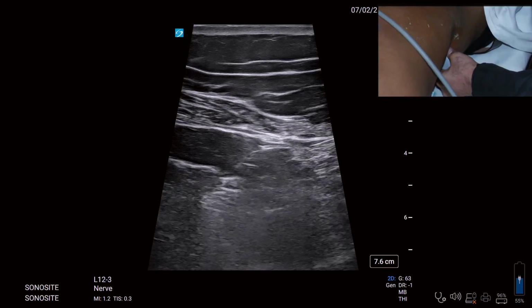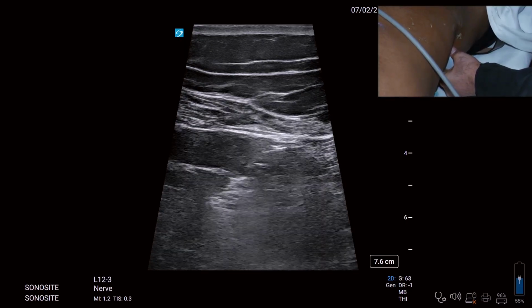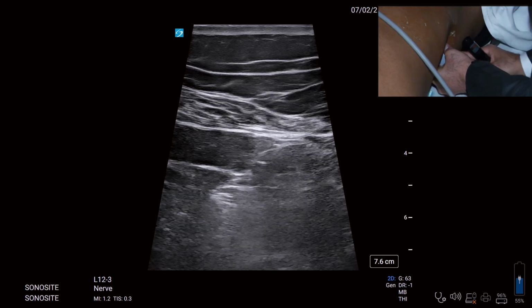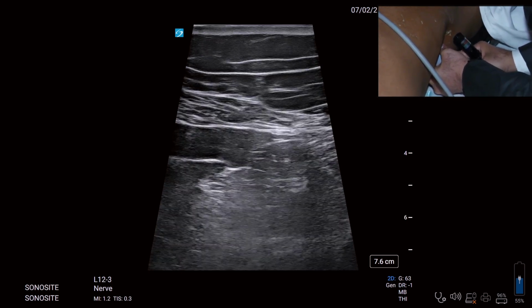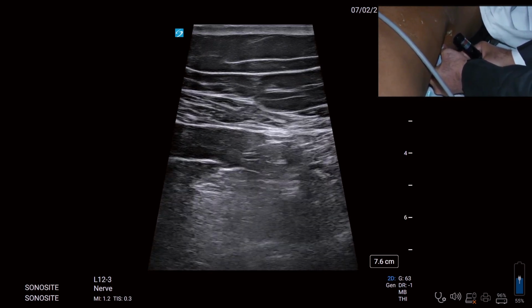I think so. In this particular view, we can see the transverse process as well as the... I am trying my level best. And this is the QL muscle. This is the psoas muscle. Can you appreciate? With linear view, it's not possible.